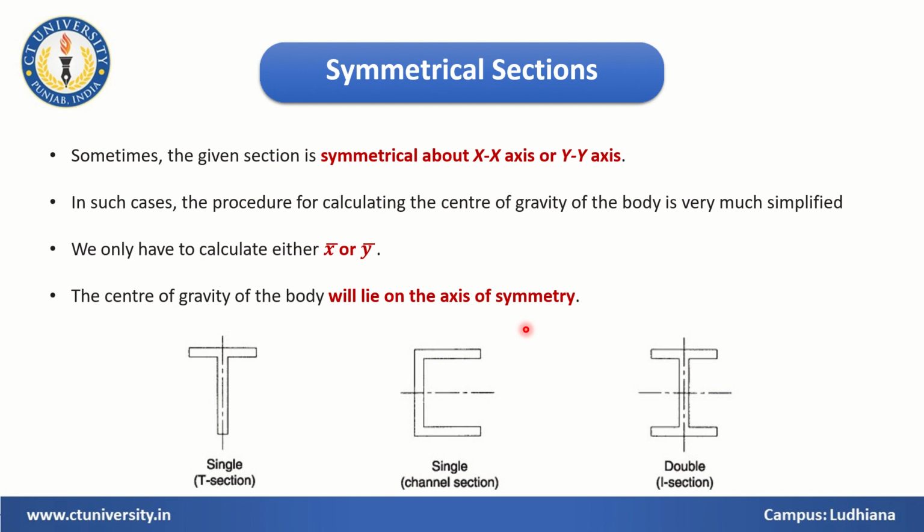When you have sections which are symmetrical about one of the axes, the CG lies on that axis of symmetry, okay. So if the T section is symmetrical about this axis, the CG will lie on this axis. So we just need to find the height, or y bar only, okay.